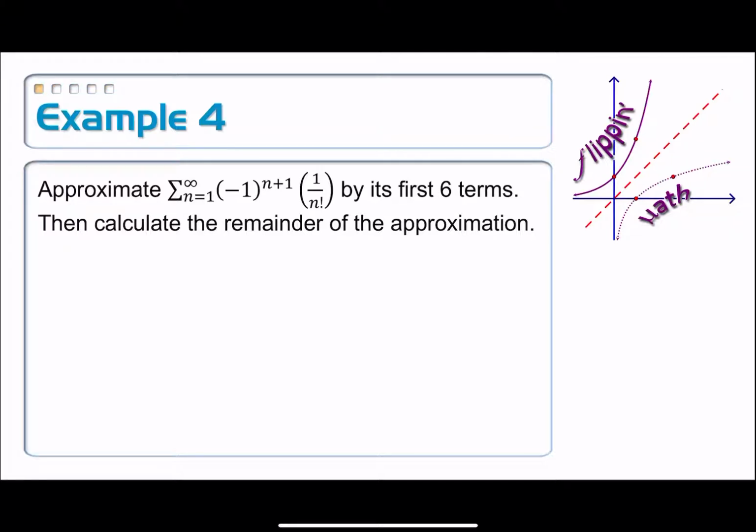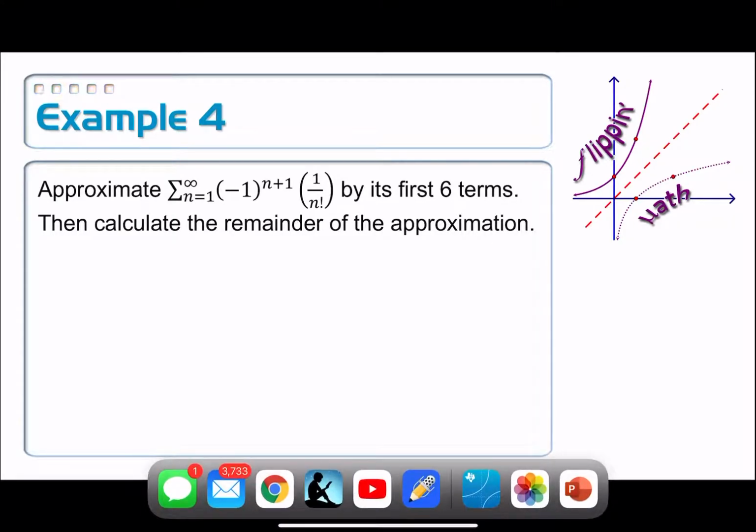All right, we're back with some more alternating series. On example 4, we want to approximate this series, the summation from n equals 1 to infinity, negative 1 to the n plus 1, over 1 over n factorial by its first 6 terms. Then calculate the remainder of the approximation. In other words, we want to know how far off could we possibly be? What's left over? We're going up to 6 terms. That's not exactly how big the whole sum is. How far off could we possibly be? And we'll use the alternating series remainder in order to figure that out.